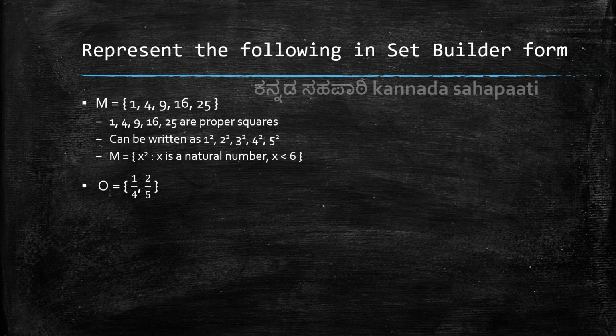O is equal to the set of all 1 by 4, 2 by 5. If you observe properly, the denominator is 3 more than the numerator. So, it's of the form n by n plus 3 where n is less than 3. So, in set builder form, it is written as O is equal to the set of all n by n plus 3 such that n is a natural number and n is less than 3.